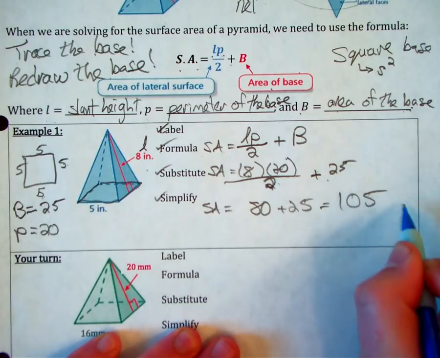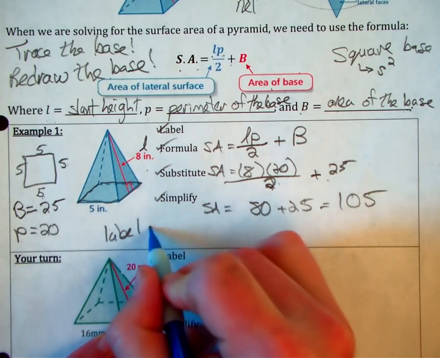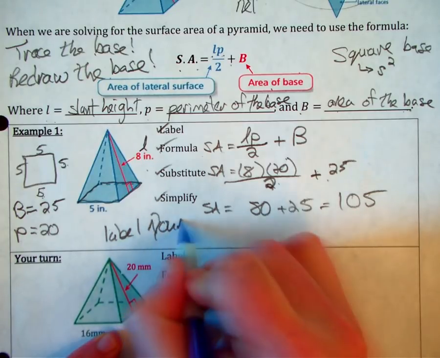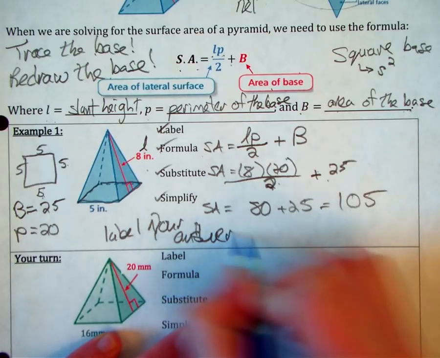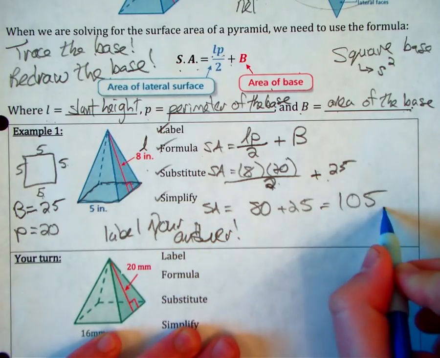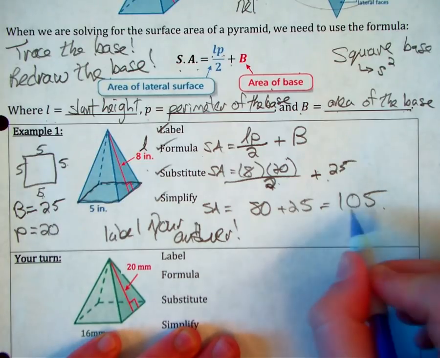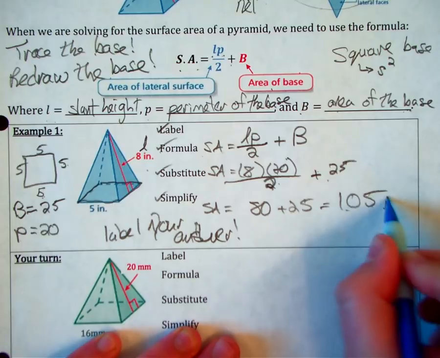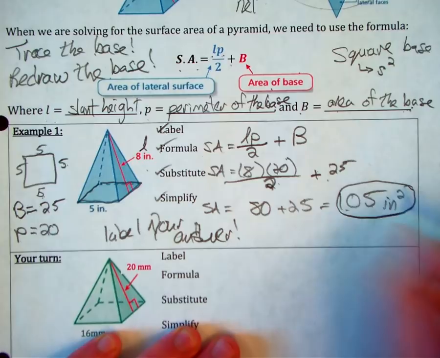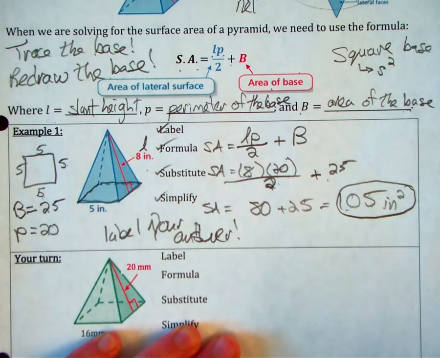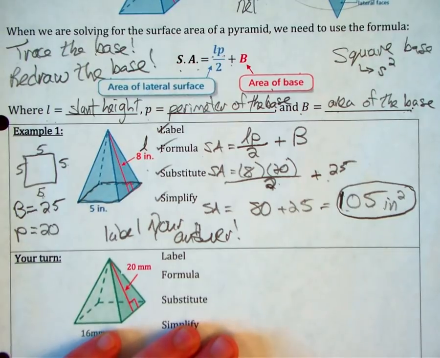And always, always, please label your answer. And what that means is this. It means if you put 105 and you put a second power here, that it's not correct. You have to say it's 105 inches squared or square inches. Again, you're talking about how much space it takes to cover that outside amount.